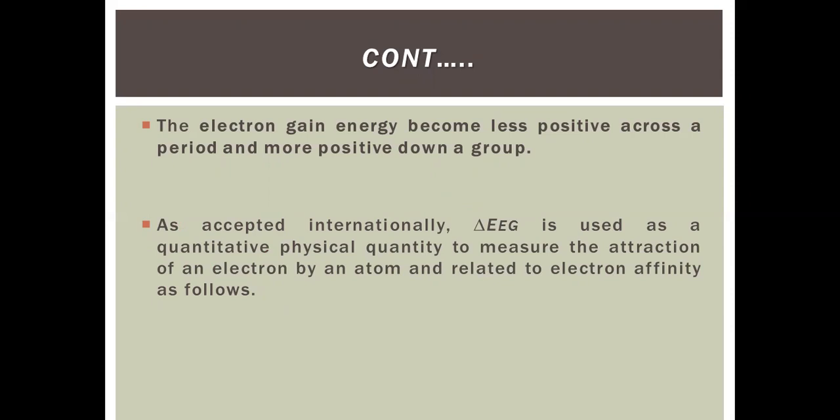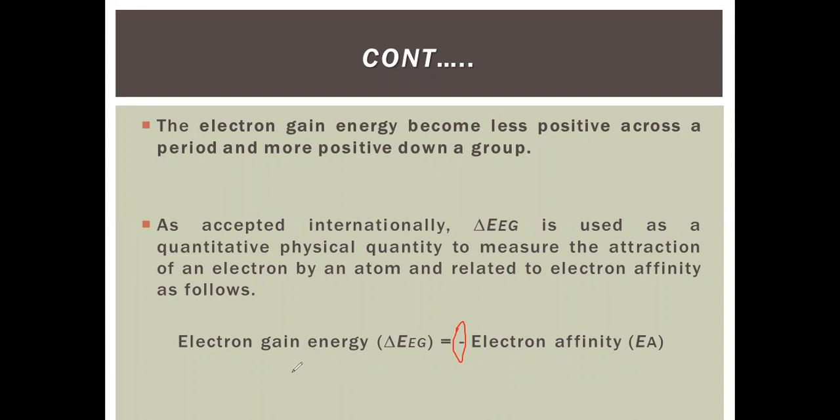So when we want to introduce the electron affinity, internationally they have described and published the quantitative value. So there is a relationship between the electron gain energy and the electron affinity, given below. The electron gain energy, delta E, is equal to the negative of the electron affinity. You can see the value is the same, but the sign is different. They are opposite.